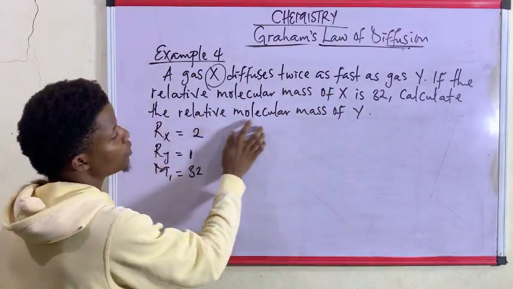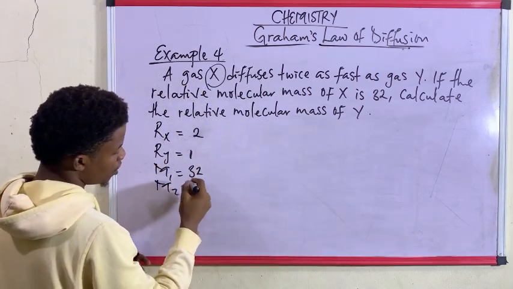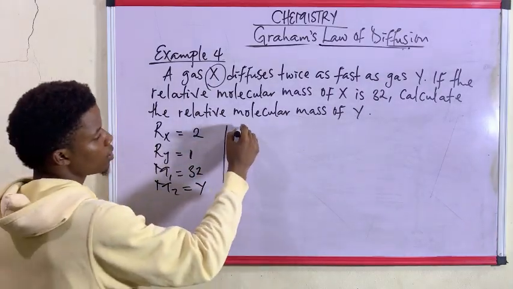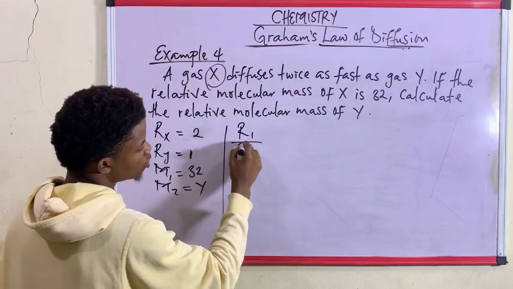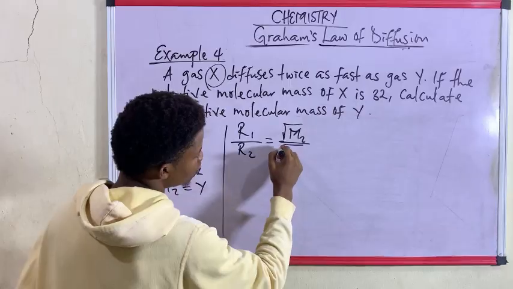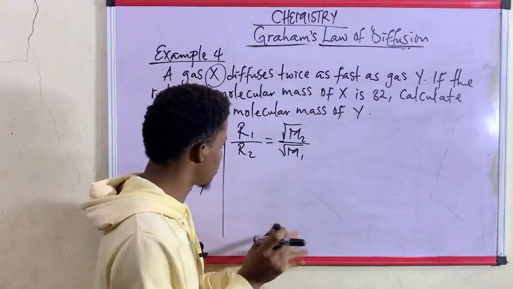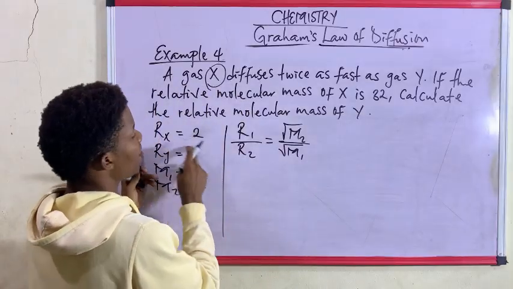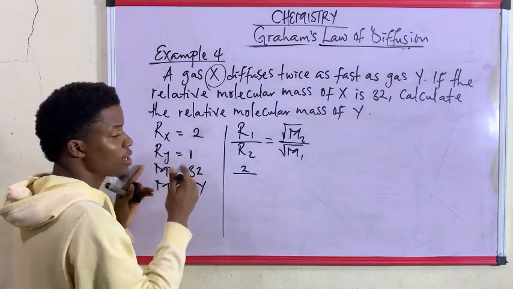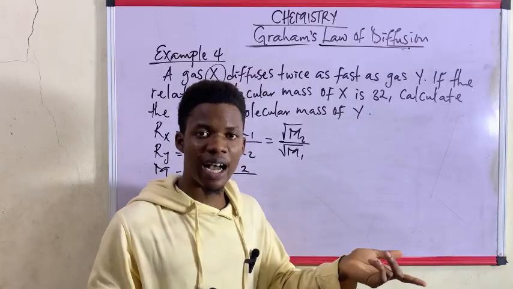So they say we should find the relative molecular mass of Y. This one is the last one to come, so call it what? M2. So that's Y. So simple. How do you solve this? Just use that formula. R1 over R2 equals root M2 over root M1. As easy as that. So X is our 1, so that's rate 1 over rate 2, that's our Y. Because I told you 1 is the first gas mentioned, but 2 is the second gas mentioned.